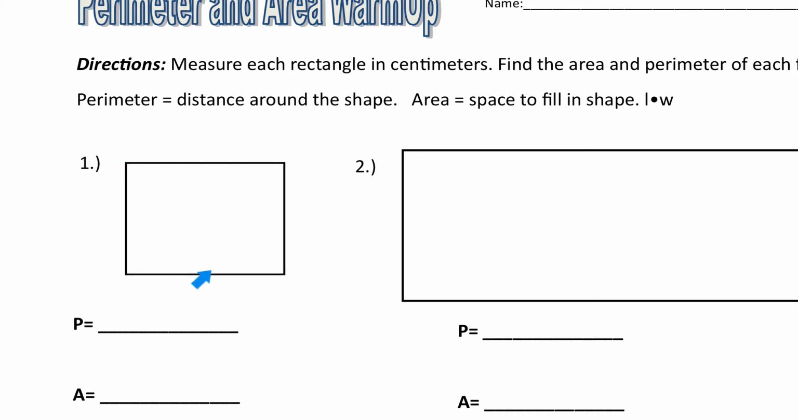Yeah, the distance around it, right? And then what is area? It takes up the space to fill the inside. Yeah, exactly. Okay, so first of all, I want to find the perimeter of this rectangle right here.